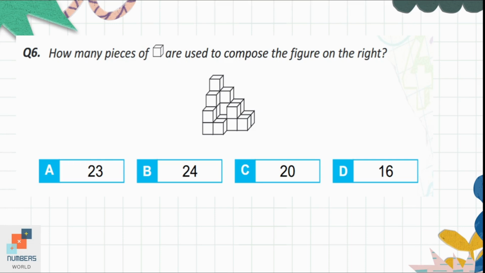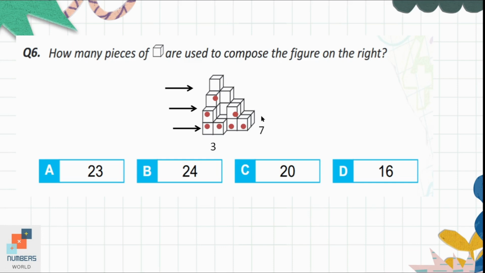Question number 6. How many pieces of cubes are used to compose the figure on the right? You may notice that there are 3 layers in the figure. First at the front, second in the middle, and third at the end. We can see 3 cubes in the first layer. Then 1, 2, 3, 4 cubes are visible in the second layer, but 3 cubes are hidden behind the first layer. So 3 plus 4 is equal to 7.